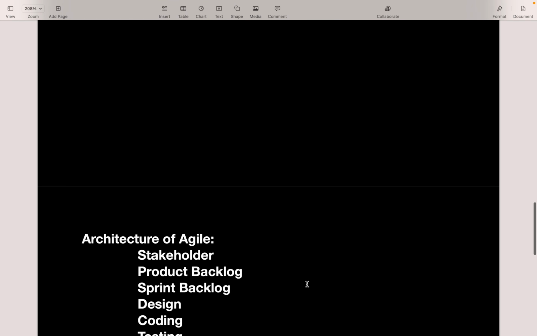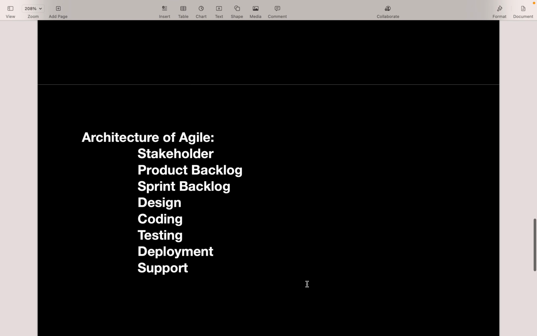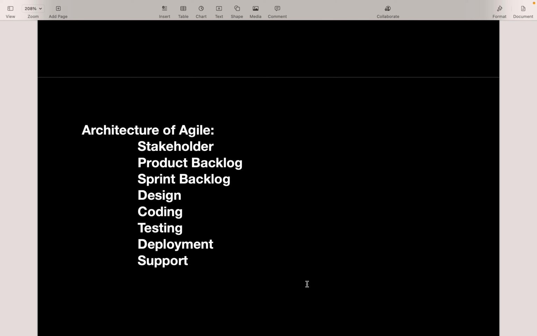Next is the architecture of Agile. Architecture of Agile is divided into some phases. First is a stakeholder, second is a product backlog, third is a sprint backlog, fourth is a design, fifth is a coding, sixth is testing, seventh is a deployment, and eighth is a support.